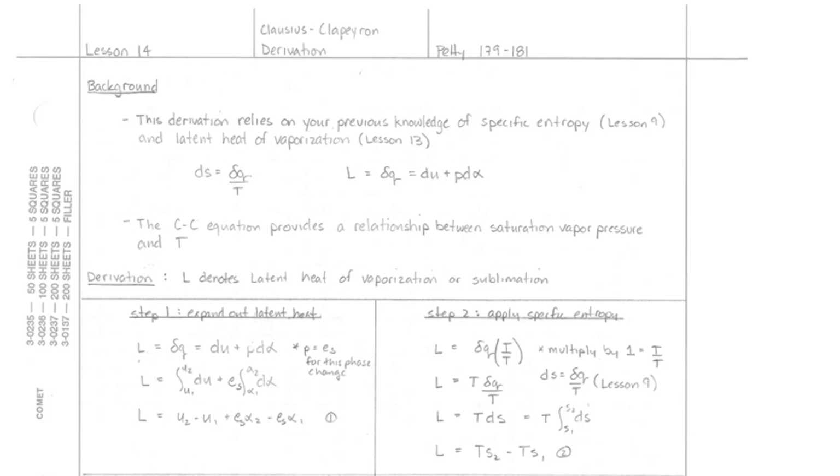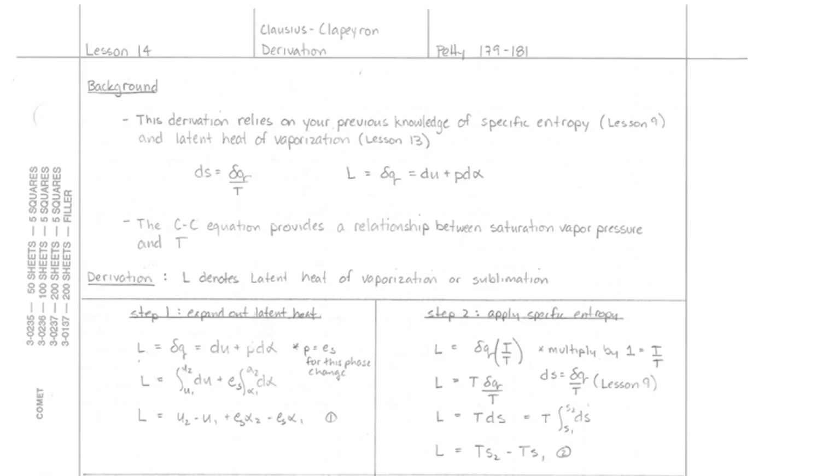This is going to rely upon your knowledge of both specific entropy, as denoted by this equation here, ds equals dq over T, dq being heat added at a certain temperature, so an infinitesimally small amount of heat added at a specific temperature, and our relationship that we learned in lesson number 13, which is latent heat equals the heat added during a phase change. And we can't really measure the du per se, but we know that internal energy has to change so that we can make or break bonds in a phase change. And then we've got the work due to expansion or contraction. So we need to account for that.